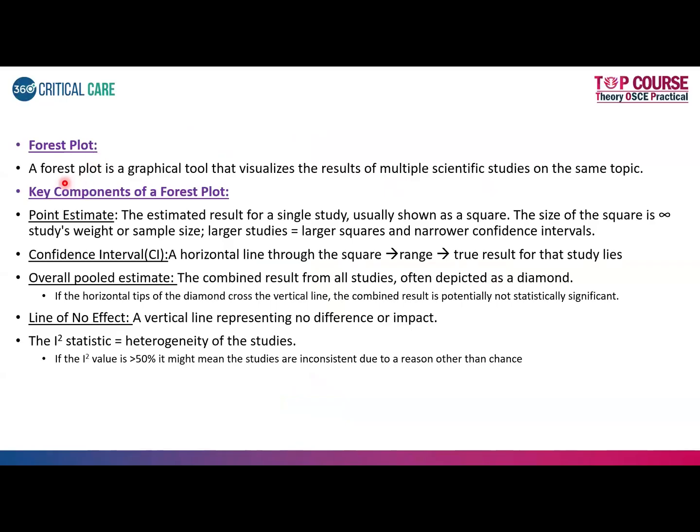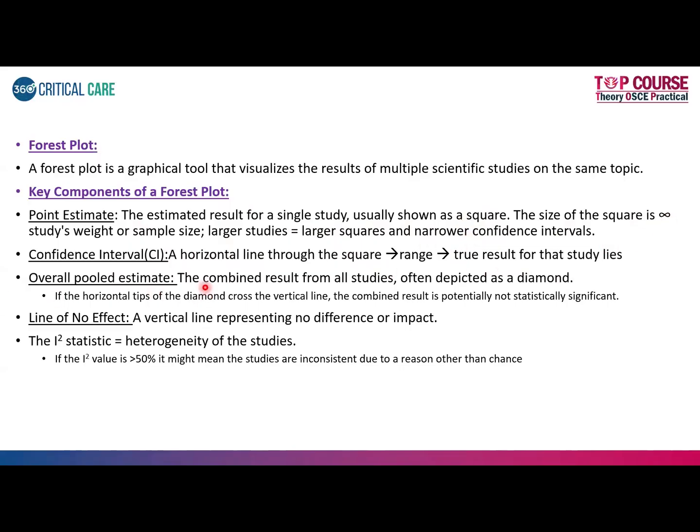And what is a forest plot? A forest plot is a graphical tool that visualizes the results of multiple scientific studies on the same topic. The key components are the point estimate, the estimated result for a single study. Usually, it is shown as a square, and the size of the square is proportional to the study's weight or the sample size. Larger studies will have larger squares and a narrower confidence interval. The confidence interval is depicted as a horizontal line through the square, which depicts a range, and the true result of the study lies within that range.